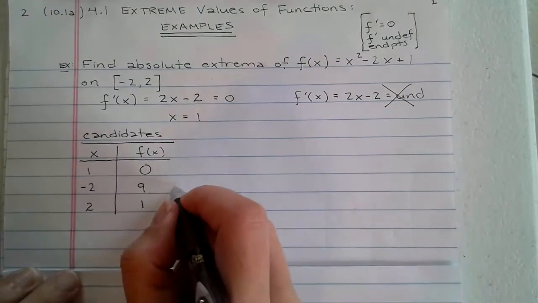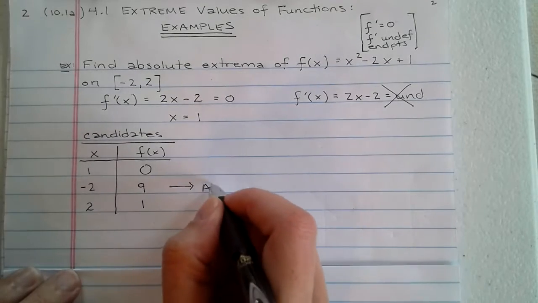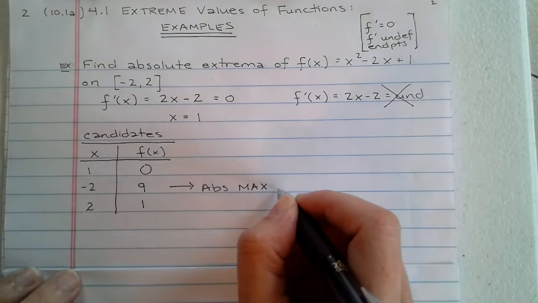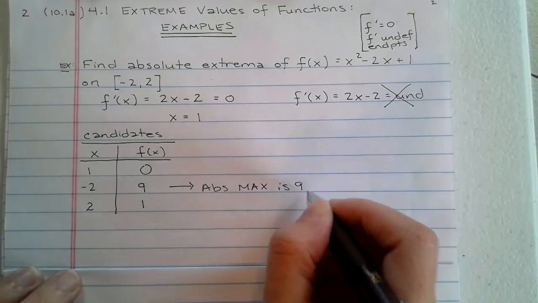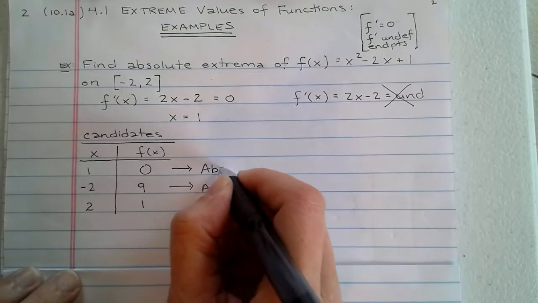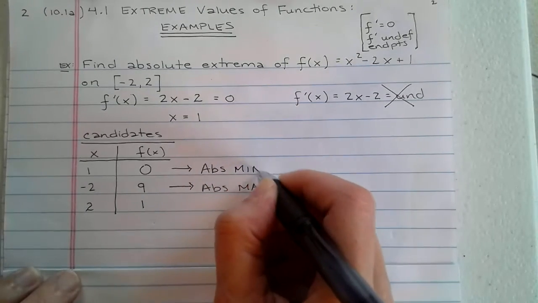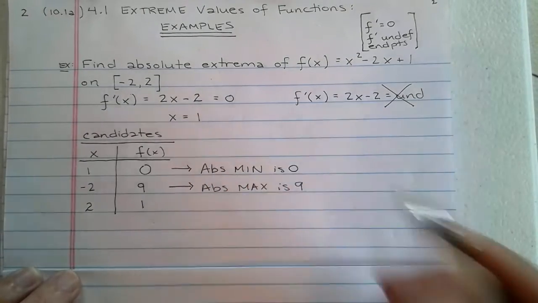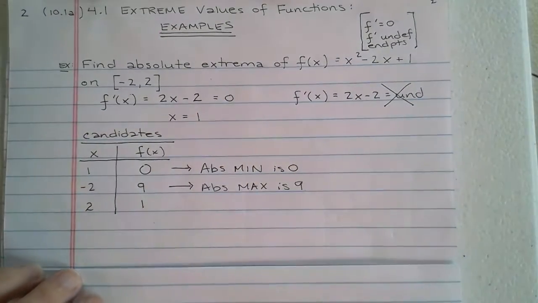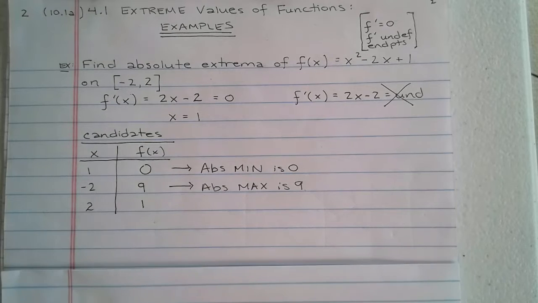So the highest one, we're going to say that our absolute maximum or our global maximum is 9. Remember, it's all about the y value. And it looks like our absolute minimum or our global minimum is 0. That's the lowest this graph is going to go. If you're not sure, you can graph it either in your head, it's a parabola that opens up, or you can graph it in real time. Okay?